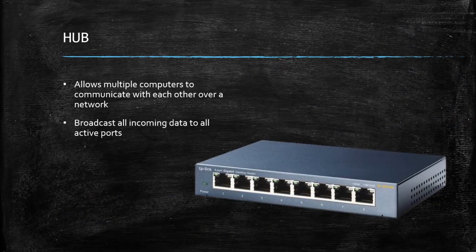A hub has many Ethernet ports which are used together to connect two or more network computers. Each machine or device connected to the hub may interface with any other device connected to one of the Ethernet ports of the hub. Hubs are similar to switches but are not smart. Hubs broadcast all incoming data to all active ports while switches send incoming data to a single point.